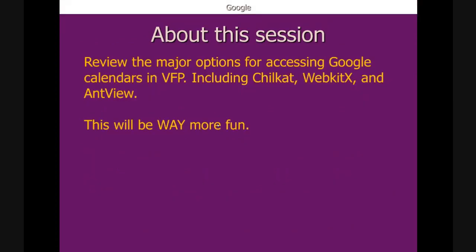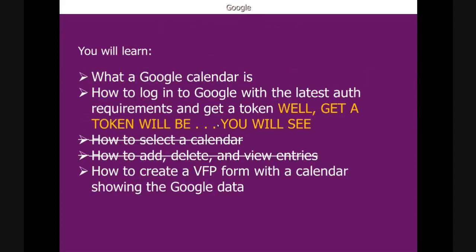And about this session, we're going to review the major options for accessing Google Calendars in VFP, including Chilkat, WebKit X, and AntView. This is going to be way more fun than what I originally intended, especially to the Chilkat people. We're going to learn what a Google Calendar is, and we're going to learn about getting tokens, and you'll see exactly how we're going to deal with that.